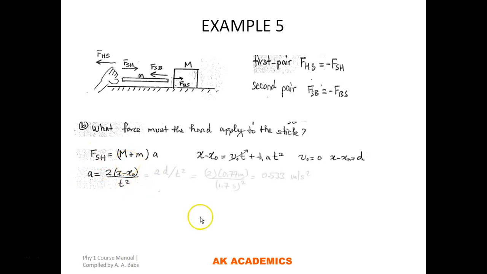If we go ahead and plug in all the values that we do have, we know our x minus x naught is d, so we can easily put d here. Then we have 2d divided by t squared. If we go ahead and substitute all the values given to us in the equation.